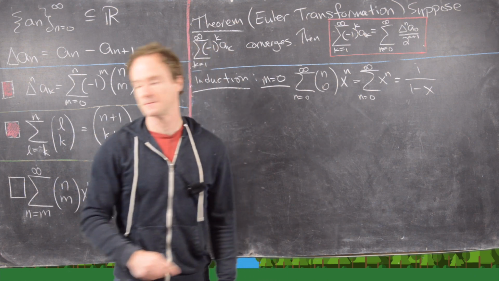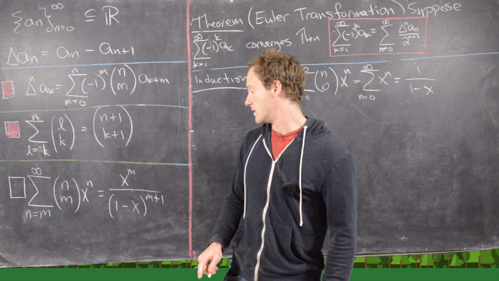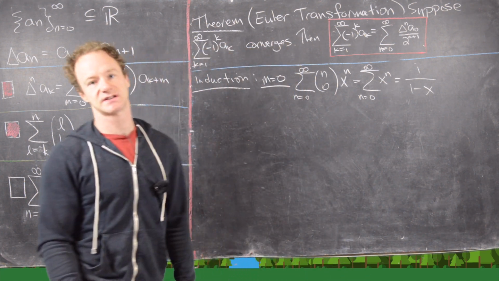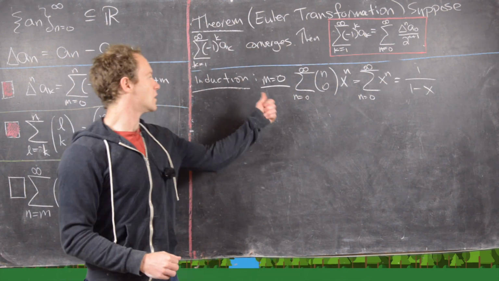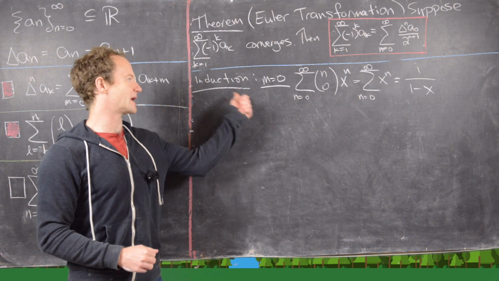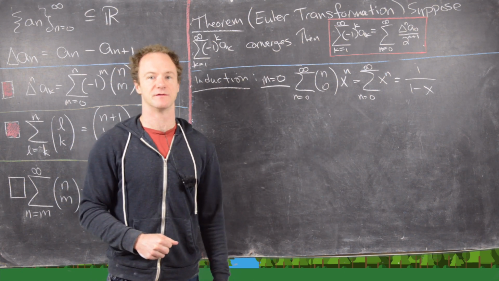We get 1 over 1 minus x, which is x to the 0 over 1 minus x to the 0 plus 1. So the induction hypothesis is satisfied. So we've established the base case. Now we're going to move on to the induction step, but I'm going to erase the board for that because we're going to need all of this in order to prove that.